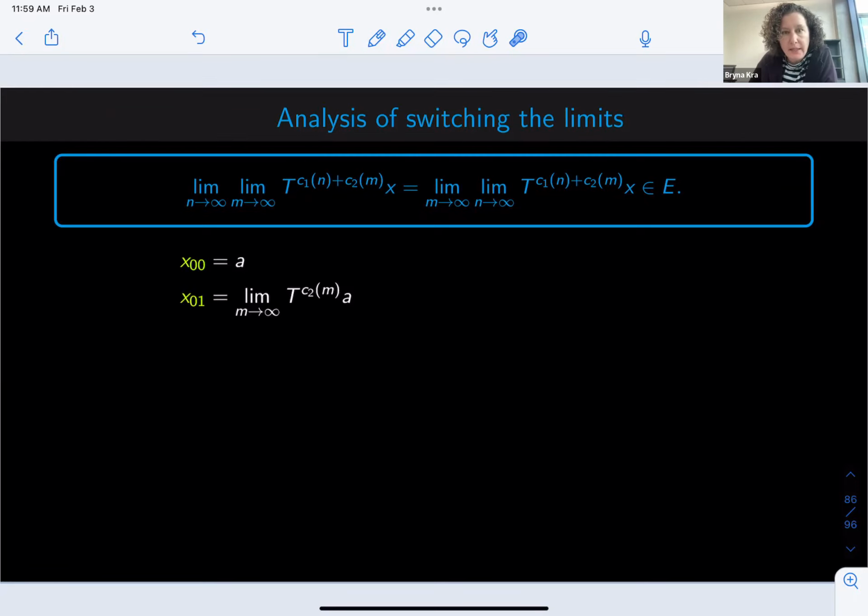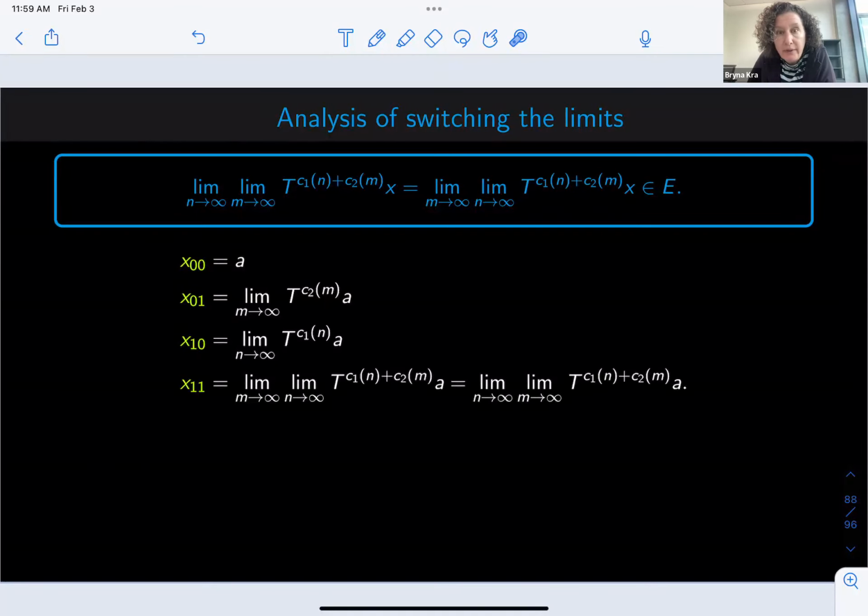And then when I start iterating A along the sequence C2, okay, so you take the iterates of A along the sequence C2 and let m go to infinity, we'll call that x01. If you start iterating A along the sequence C1, that's the limit as n goes to infinity along the C1s, call that x10. And then the one where you can go either direction, which I haven't shown that these limits exist, but this is just a notational tool for the moment to be able to keep track of these limits. I will want to call that x11, where you go either n first and then m first, or you go m first and then n first. Okay.